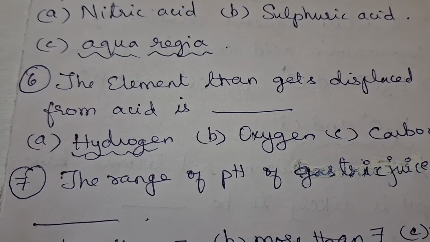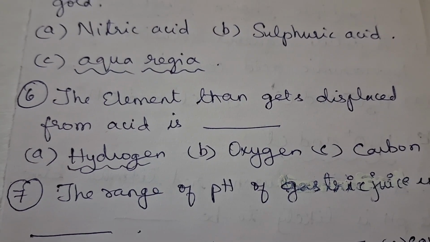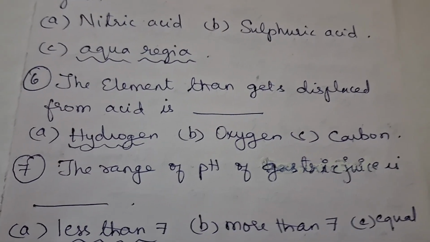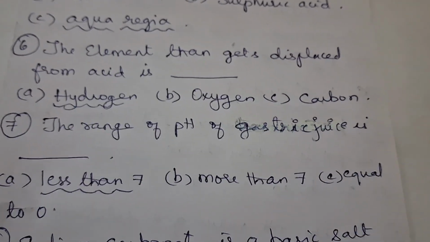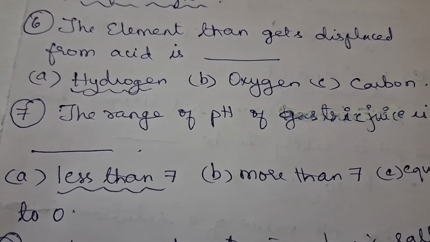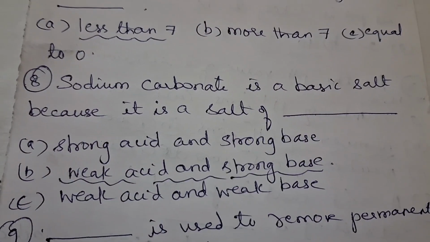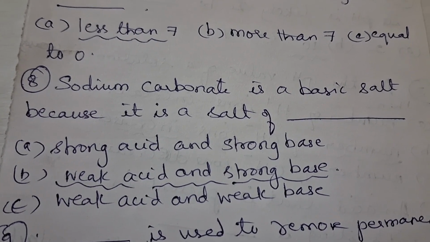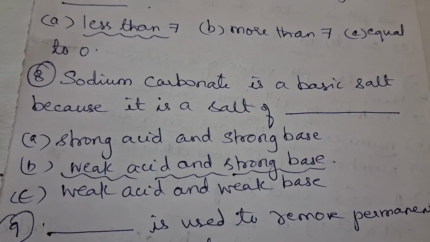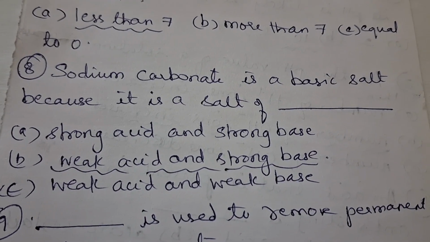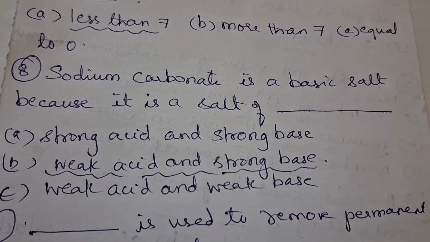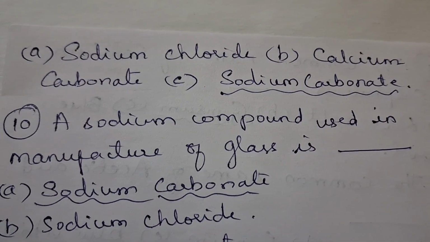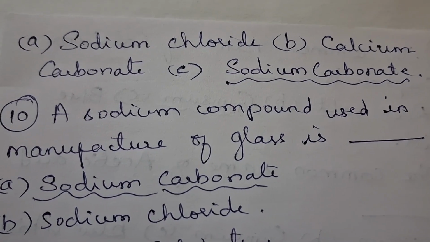The element that gets displaced from an acid is hydrogen, oxygen or carbon. So the answer is hydrogen. The range of pH of gastric juice is less than 7, more than 7 or equal to 0. So it is less than 7. Sodium carbonate is a basic salt because it is a salt of dash: strong acid and strong base, weak acid and strong base, or weak acid and weak base. So it is a weak acid and strong base. Dash is used to remove permanent hardness in water: sodium chloride, calcium carbonate or sodium carbonate. Sodium carbonate is the answer.